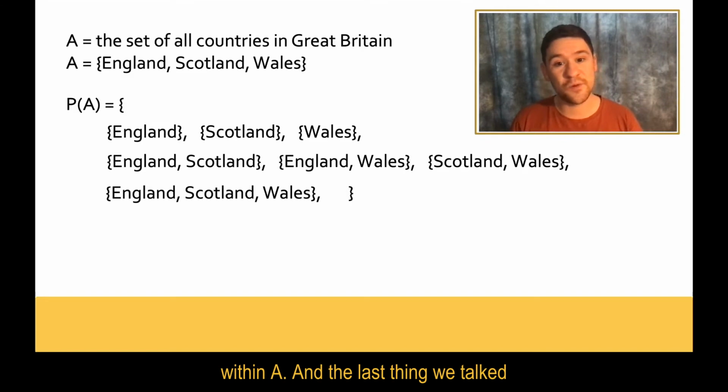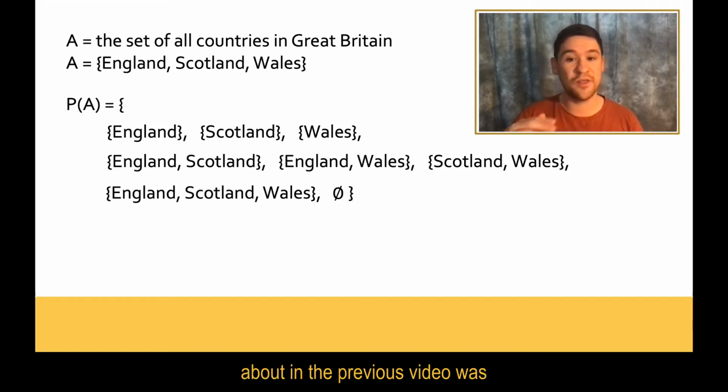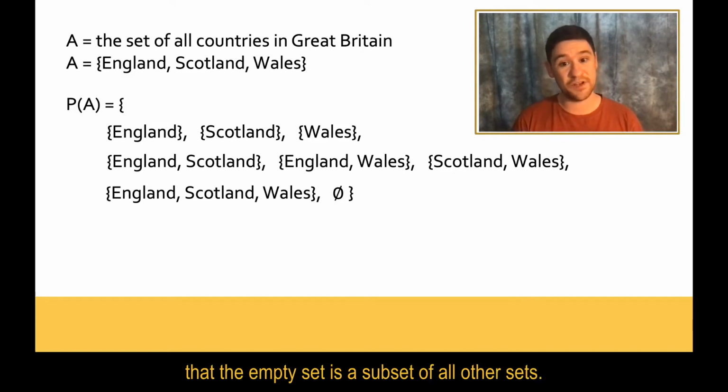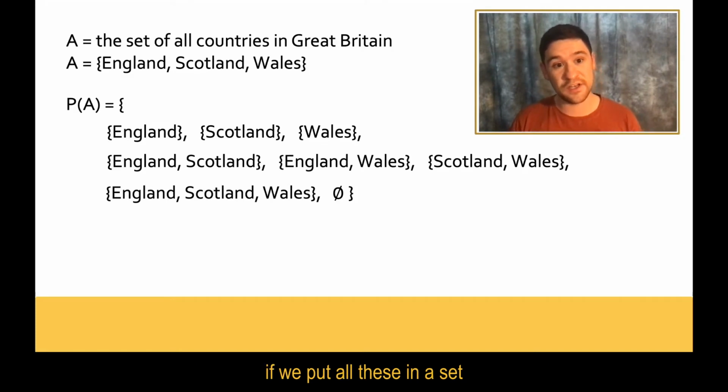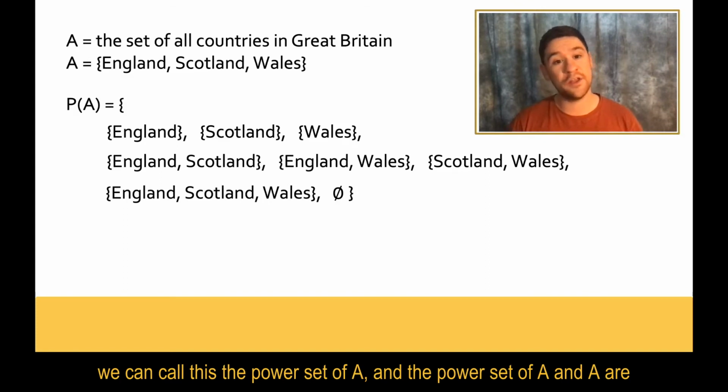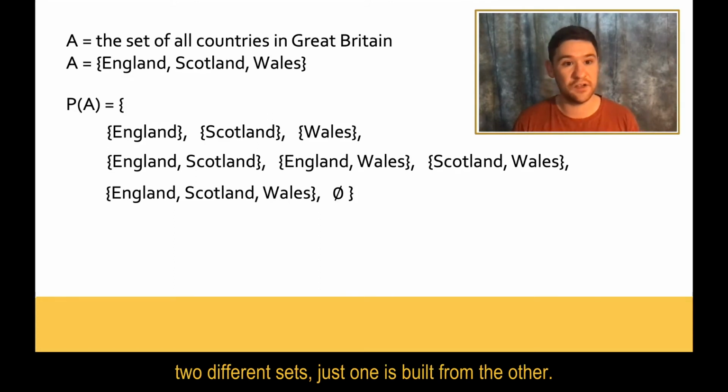And the last thing we talked about in the previous video was that the empty set is a subset of all other sets. So these are all the possible subsets of A, and if we put all these in a set, we can call this the power set of A. And the power set of A and A are two different sets, just one is built from the other.